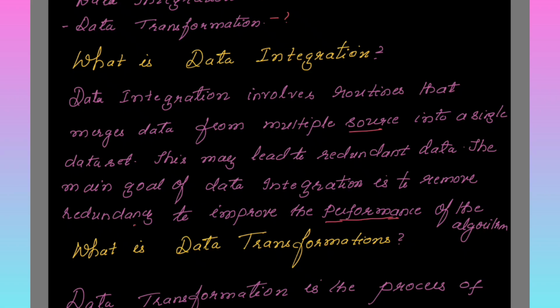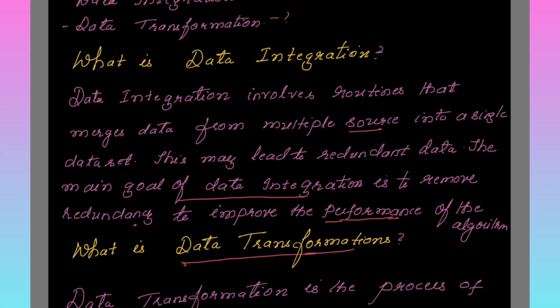Normally, when you try to merge data from two different data sets, there are chances that there may be redundant data in the new data set. You have data set 1 and another data set 2. When you merge these two data sets, that will result in redundant data because the attribute name may be common in both data sets, and when you merge, those values repeatedly appear in the new data set. So you need to remove that redundancy. The main goal of data integration is to remove redundancy to improve the performance of the algorithm.